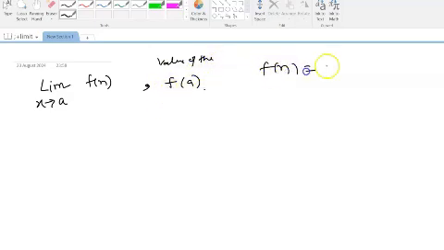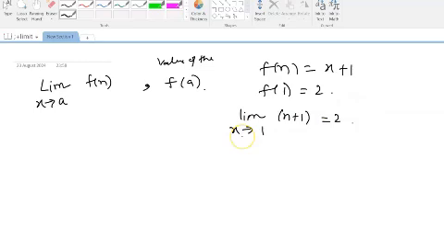So suppose f(x) is equal to x plus 1. So if you want to calculate f(1) it would simply be 2. But if you calculate limit x tends to 1, x plus 1, it will also be 2. So sometimes students get confused and they think that the limit of the function at a particular point is the same as the value of the function at that point. But they are not always the same. They may be the same or they may not be the same. So we are not sure. We always need to find.